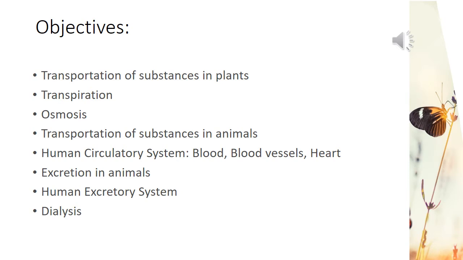We are going to talk about transportation of substances in animals, where we are going to study two major organ systems, that is human circulatory system and human excretory system. In the human circulatory system, we are going to talk about the components of the circulatory system, that is blood vessels and heart. Last but not the least, we are going to talk about dialysis, which is the process of cleaning the blood of a person with a kidney failure by separating the toxic waste products using a dialysis machine.